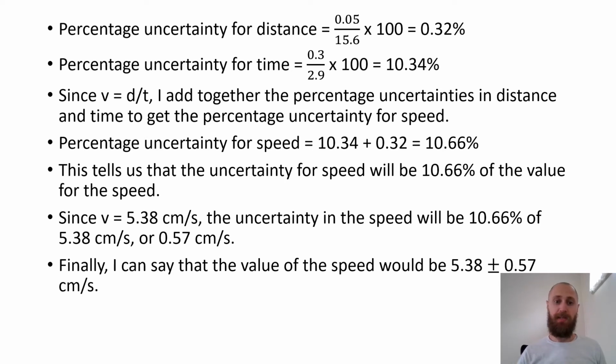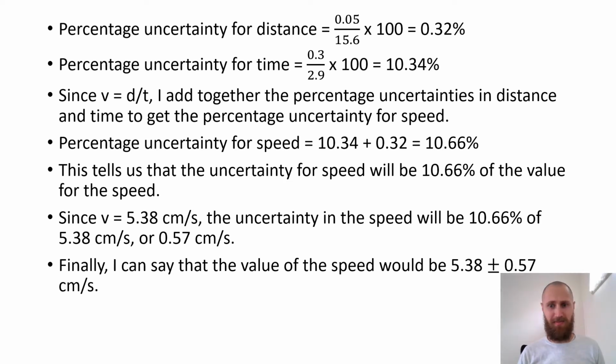So what this tells me is that the uncertainty in the speed is going to be 10.66% of whatever my speed value is. And I know back from the previous slide that my speed was 5.38 centimeters per second. And I can do a bit of maths and figure out that the uncertainty in the speed is 10.66% of 5.38. And that's just going to get me 0.57 centimeters per second.